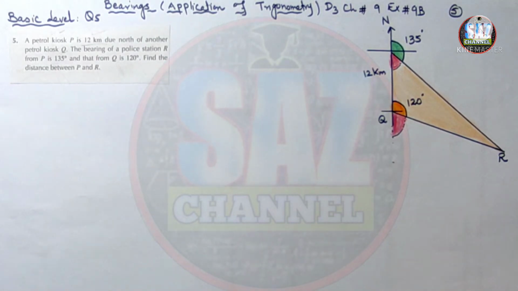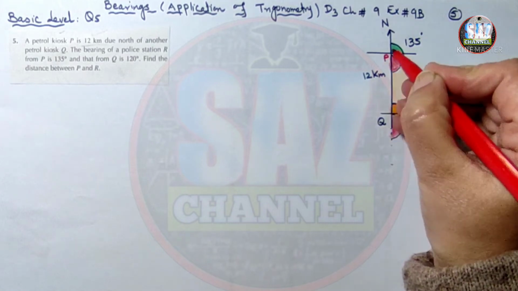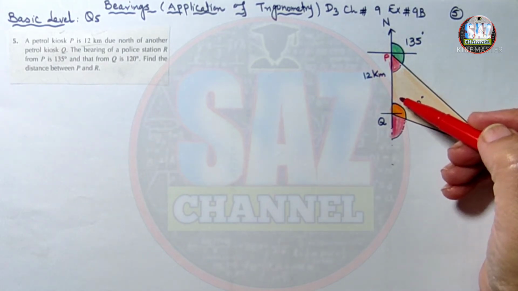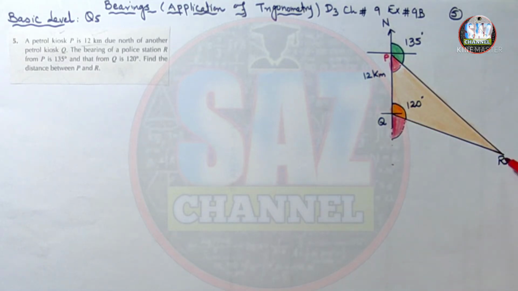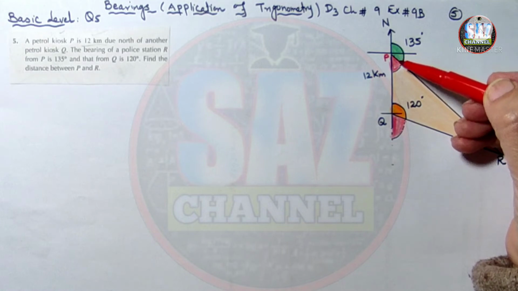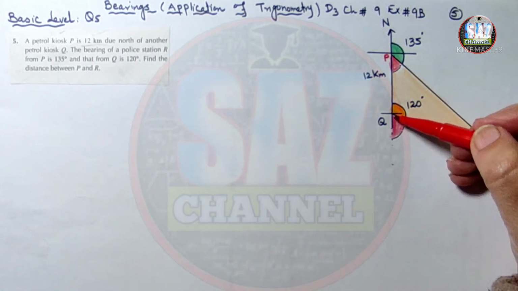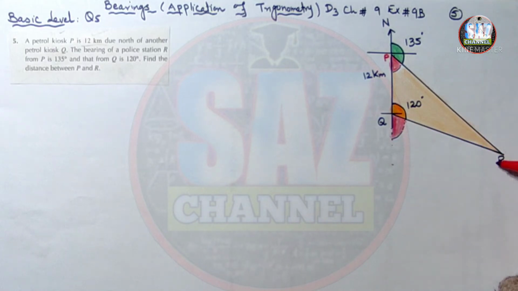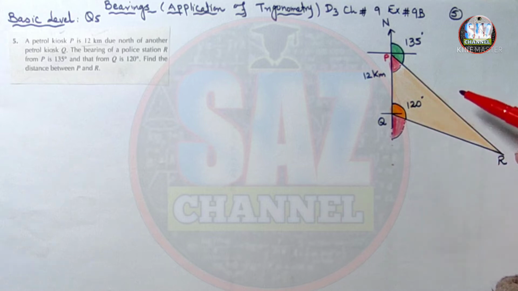The petrol kiosk P, so this will be the position for P, is 12 kilometer due north of another petrol kiosk Q. The bearing of police station R, this is the place for the police station R, from P is 135 degrees. So this will be the bearing of the police station from P, and 120 degrees is the bearing of police station from the Q. And then we have to find the distance PR.